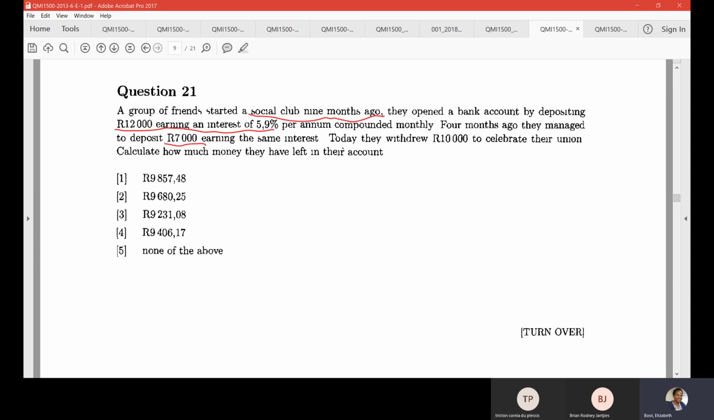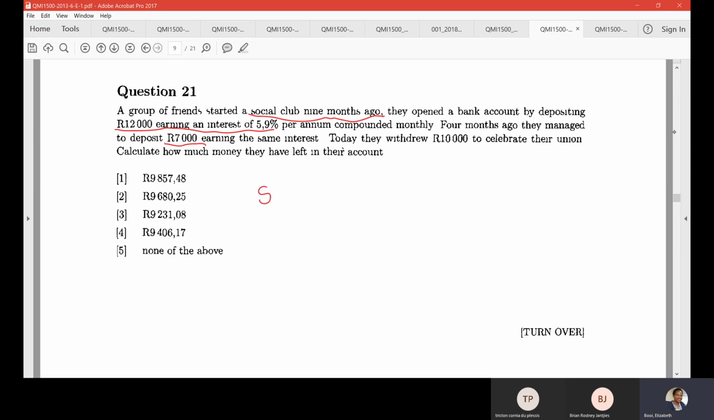All the monies are moving forward. There is none that is moving backwards. So 9 months ago, they deposited money. So since all of the money is moving forward, there's no need for us to even draw the timeline.